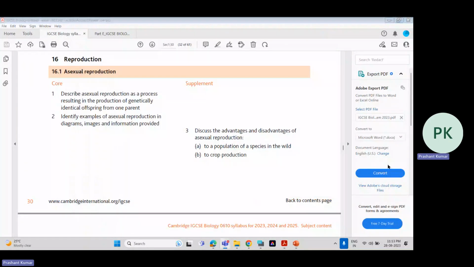Good morning, everyone. So in today's session, we'll discuss IGCSE Chapter 16, that is reproduction. This topic is again slightly long as compared to the other topics. And for those who are writing exams in 2024 and 2025, this is going to be an important discussion.